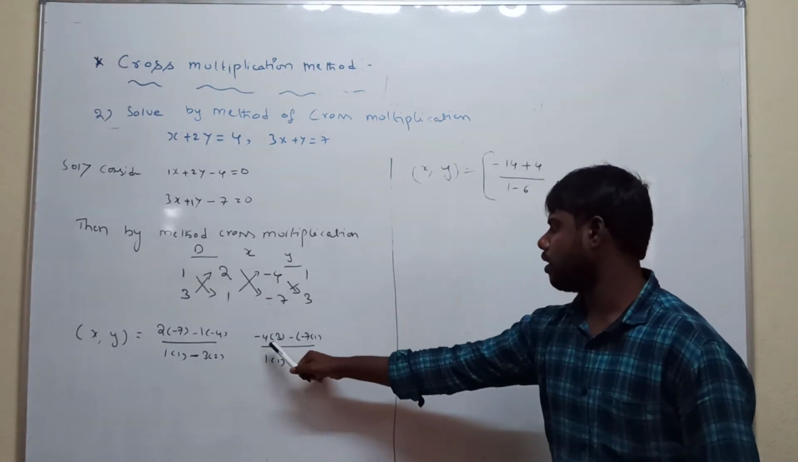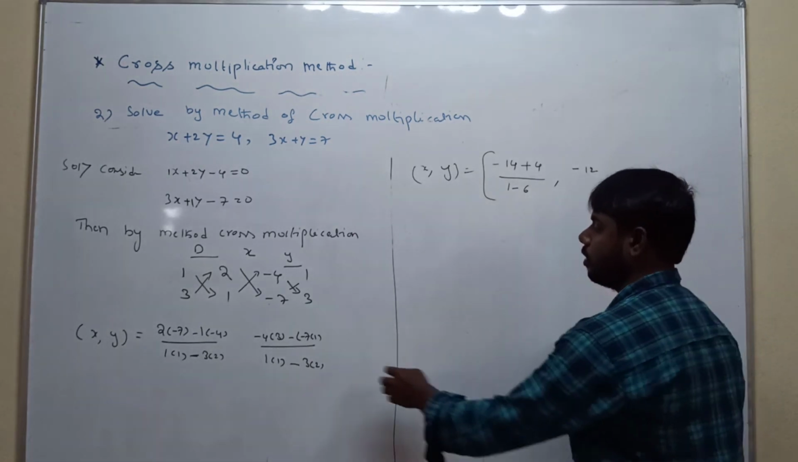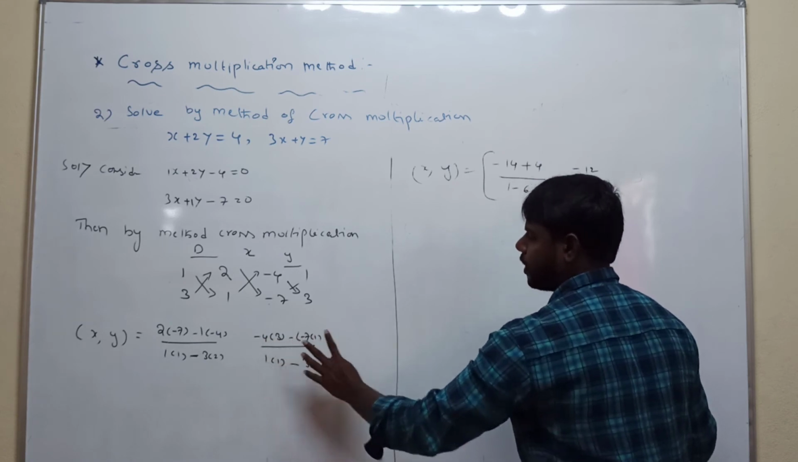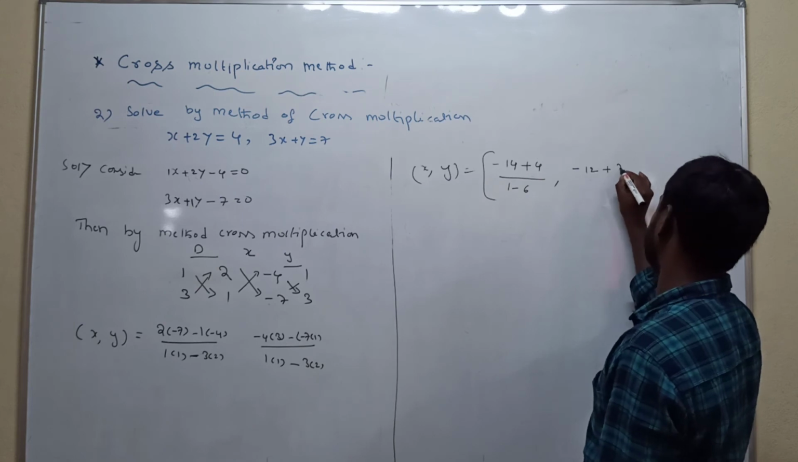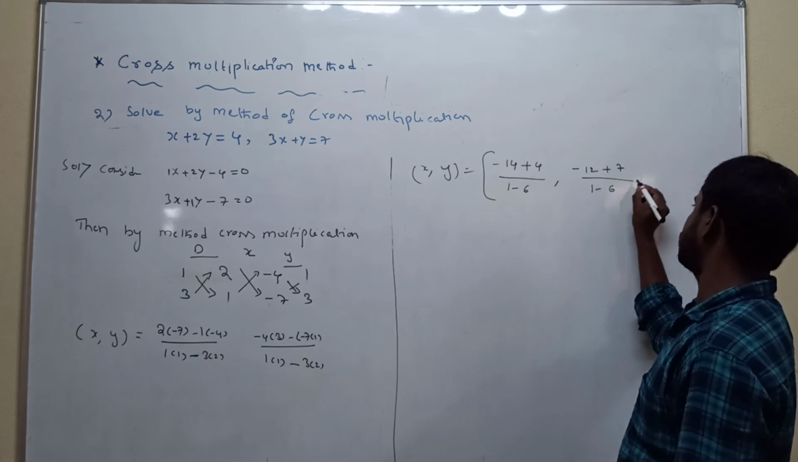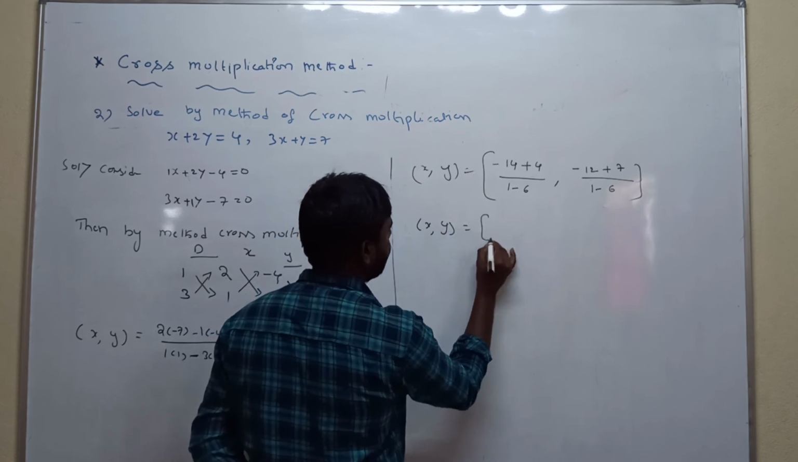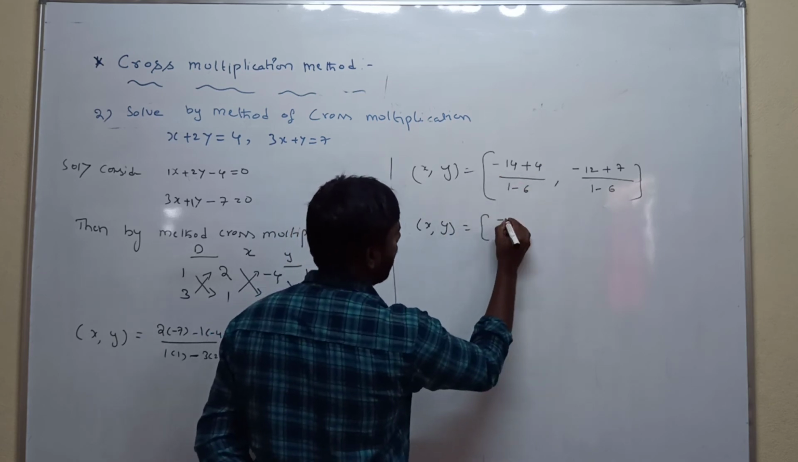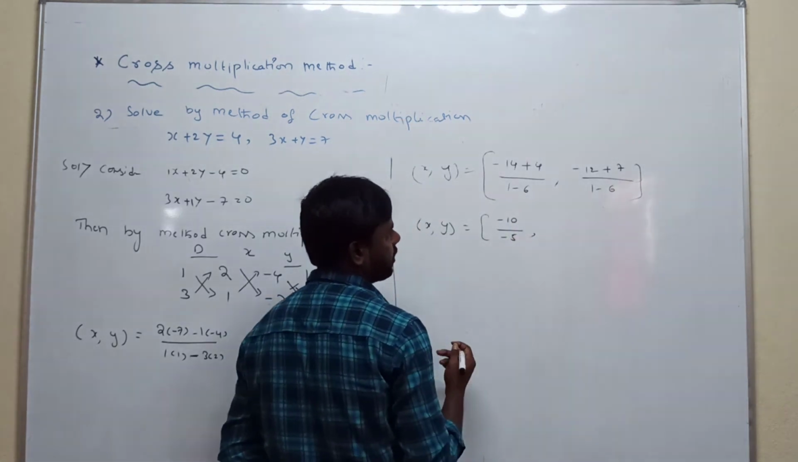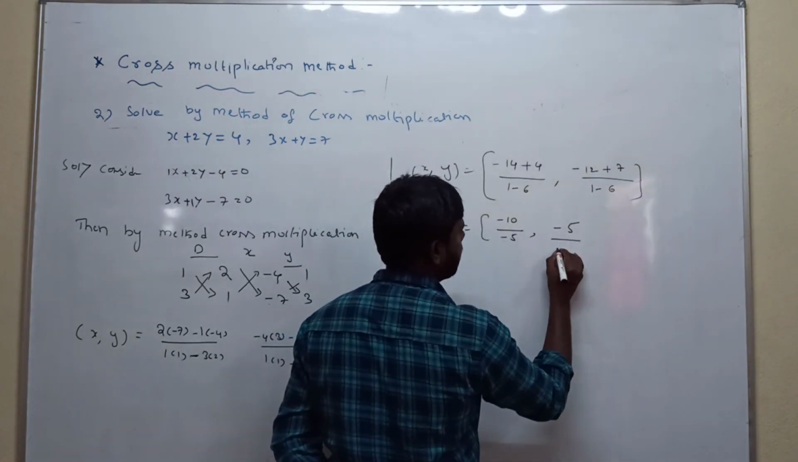Next y: minus into plus is minus, 4 into 3 is 12. Next, minus into minus is plus, 7 into 1 is 7, so plus 7. The next: 1 into 1 is 1, minus 3 into 2 is 6. Now simplify the numerator and denominator. x comma y is equal to minus 14 plus 4 is minus 10, divided by 1 minus 6, which is minus 5. The next: minus 12 plus 7 is minus 5, divided by 1 minus 6, which is minus 5.